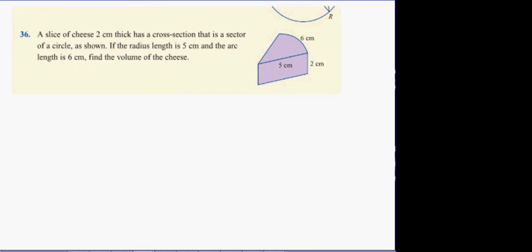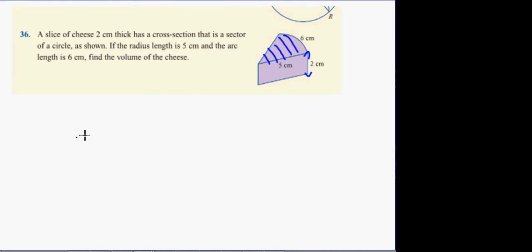A slice of cheese 2 centimeters thick, which is the height, has a cross section that is a sector of a circle. Basically, this part here is the sector of a circle. If the radius length is 5 and the arc length is 6, find the volume of the cheese.